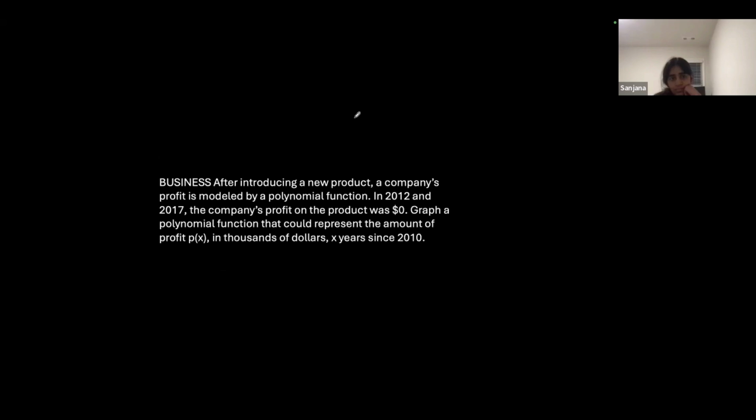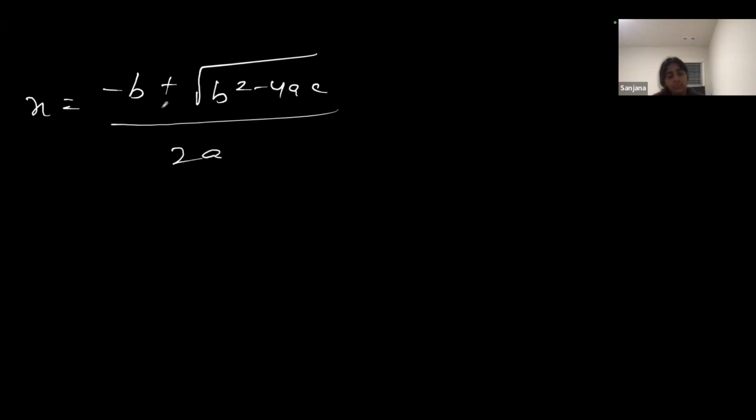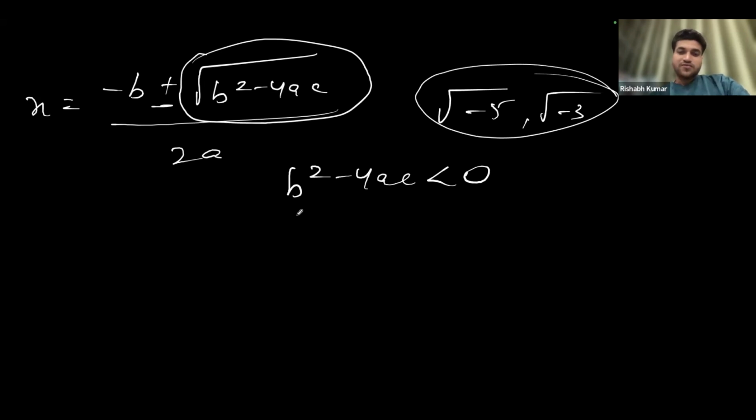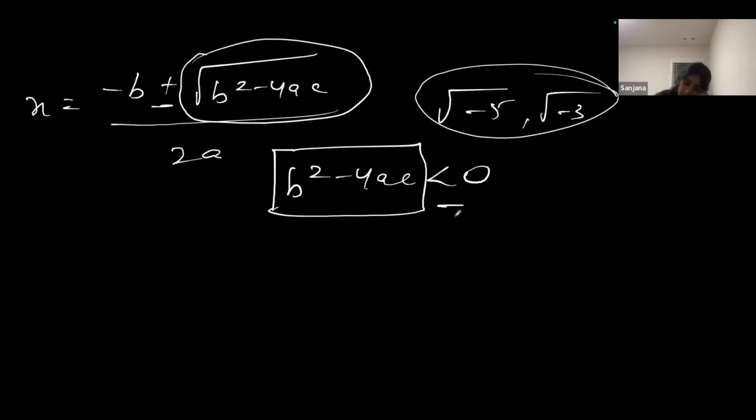So look, if we are trying to find the root, x is equal to minus b plus minus the root of b square minus 4ac upon 2a. For this root value, if b square minus 4ac is less than 0, then we will have negative values under the root, something like root of minus 5 or root of minus 3. And if this term is less than 0, we are basically getting imaginary roots.